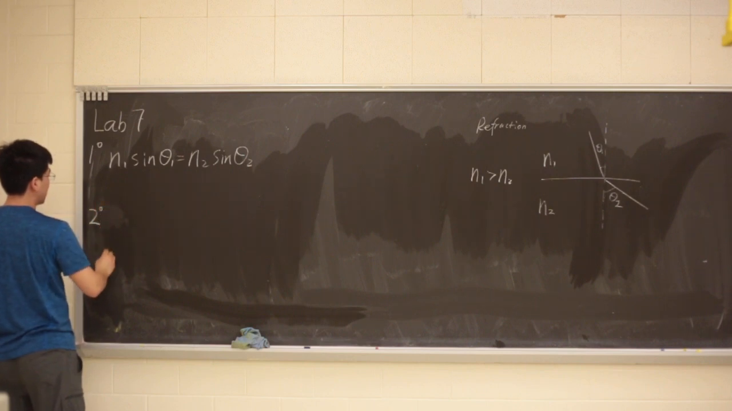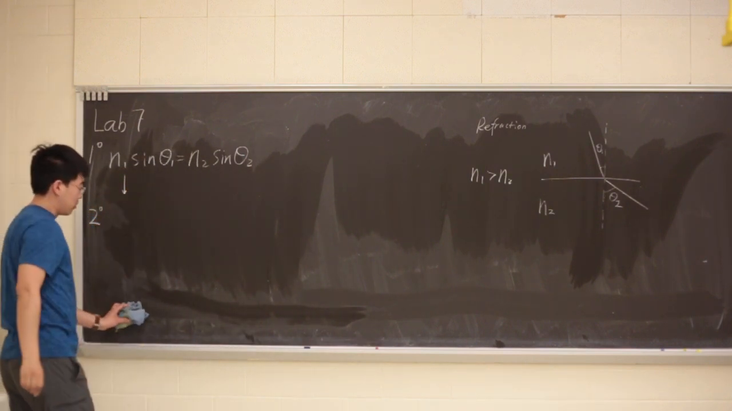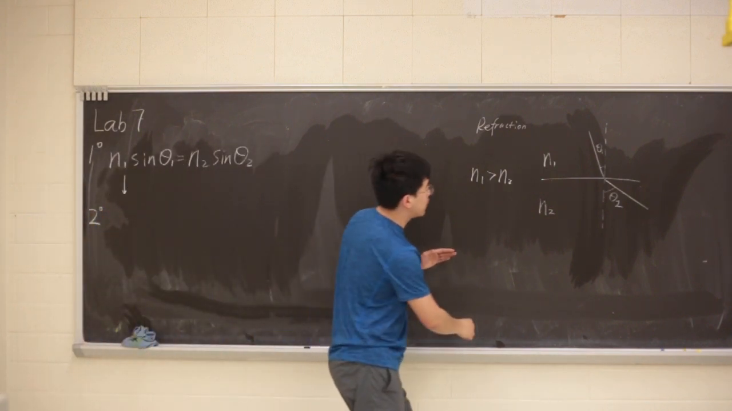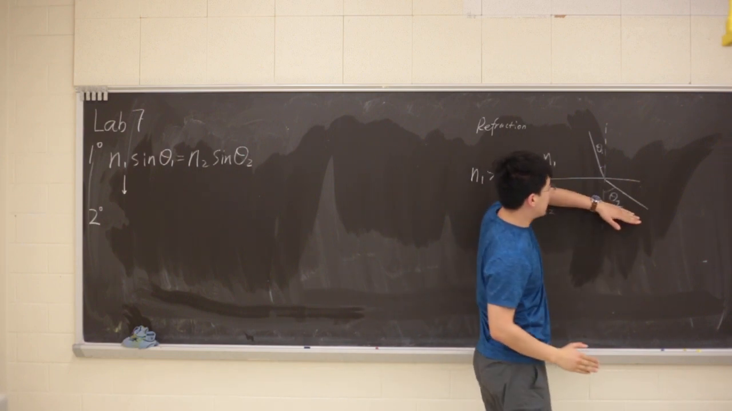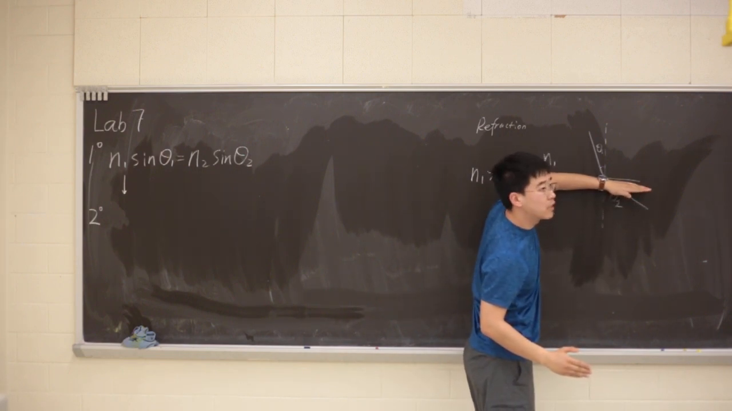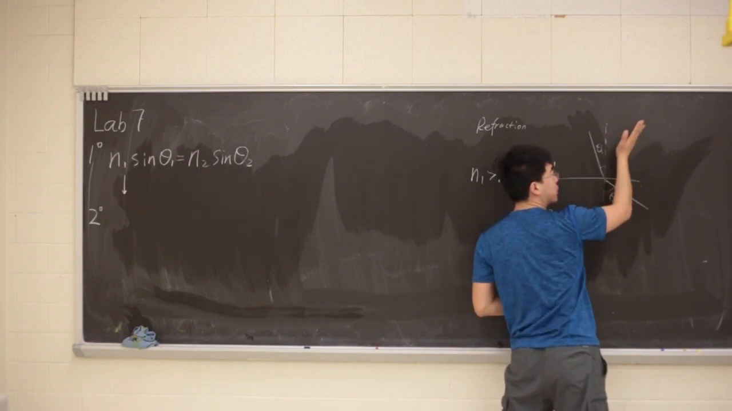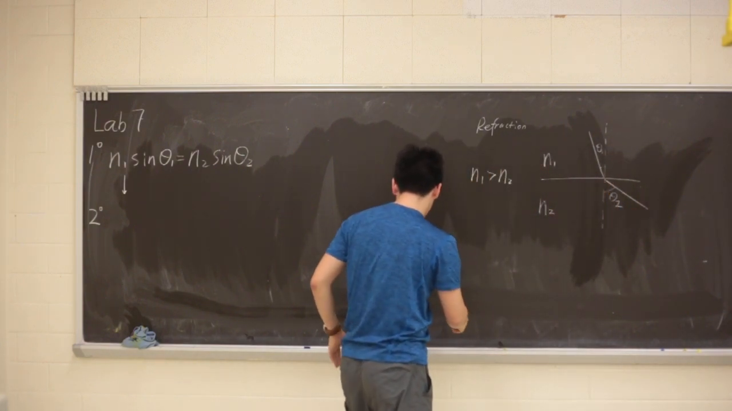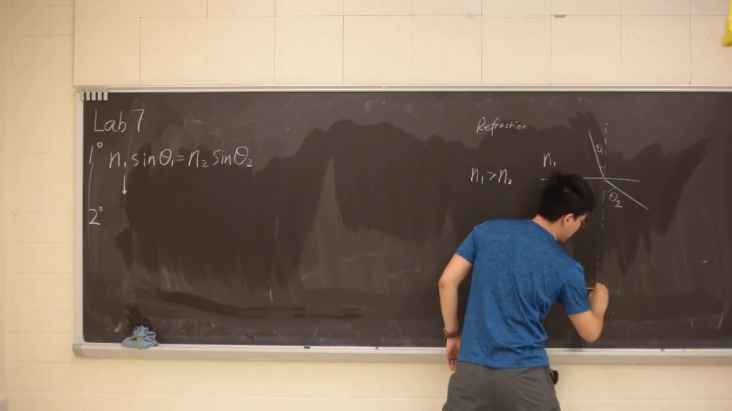Number 2. We keep on increasing the angle until the point that theta 2 is almost 90 degrees, and when it goes over 90 degrees, almost all the light is being reflected. So in the diagram, it just looks like this.